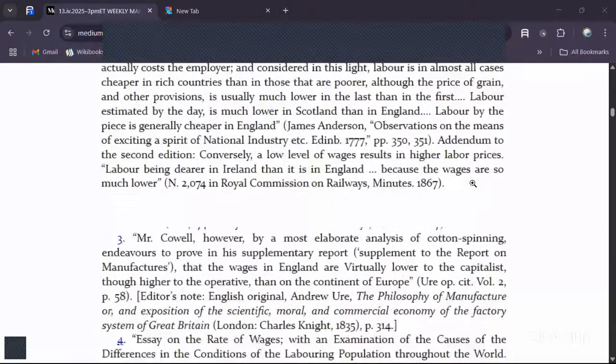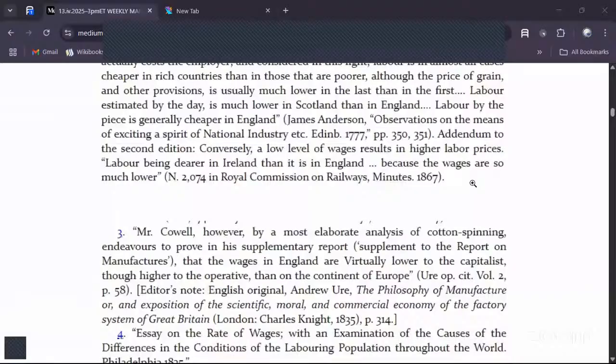Labor being dearer in Ireland than it is in England because the wages are so much lower. And note 3, Mr. Cowell, however, by a most elaborate analysis of cotton spinning, endeavors to prove in his supplementary report that the wages in England are virtually lower to the capitalist, although higher to the operative, than on the continent of Europe.